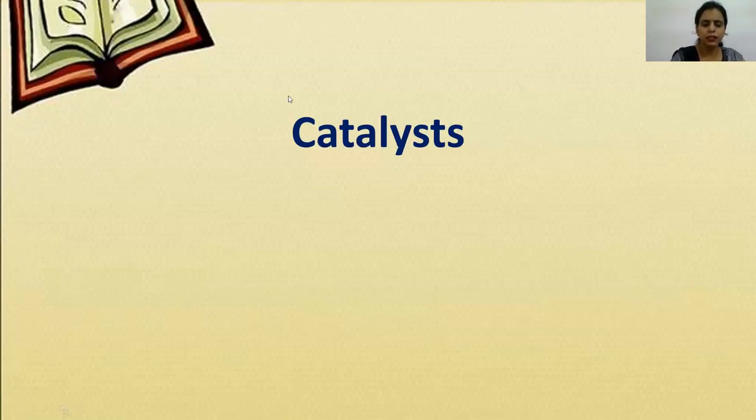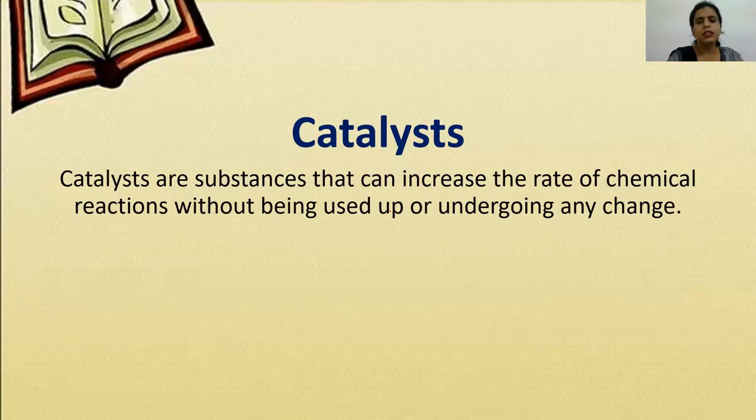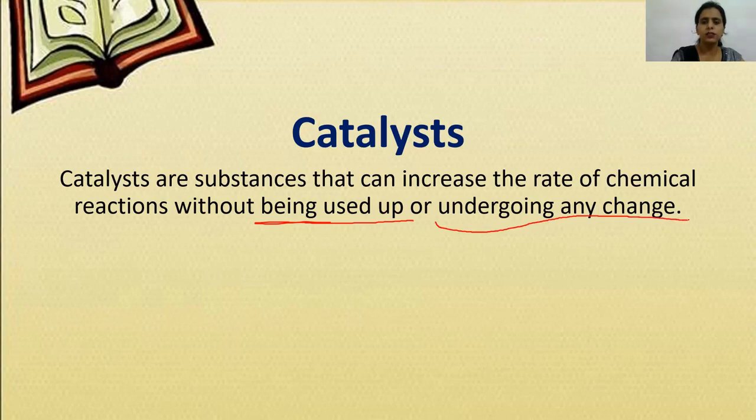So what are these substances called? These substances are known as catalysts. Catalysts are the substances that can increase the rate of chemical reactions without being used up or undergoing any change. This point is very important whenever you write the definition of a catalyst: when a catalyst is used in a chemical reaction, it is not used up. After the reaction is completed, the catalyst does not undergo any change.